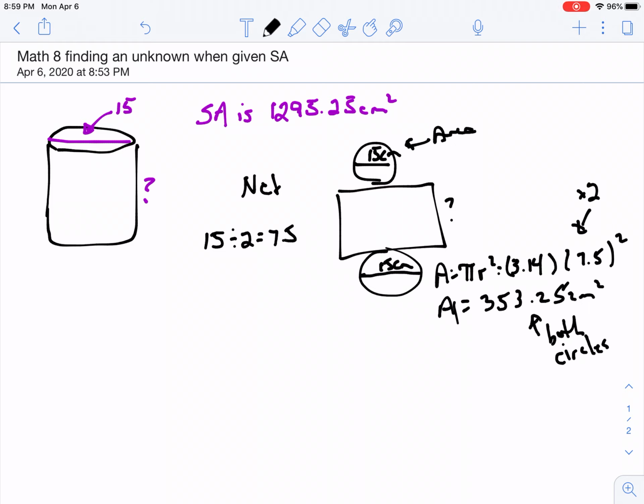So knowing that now, what I can do is say, well, I only want the area of this rectangle. I want to figure out what that is. So what I'm going to do is take the 1,295.25 and subtract that 353.25. Now when I do that, I get a value of about 942. So that means this rectangle is 942 centimeters squared.